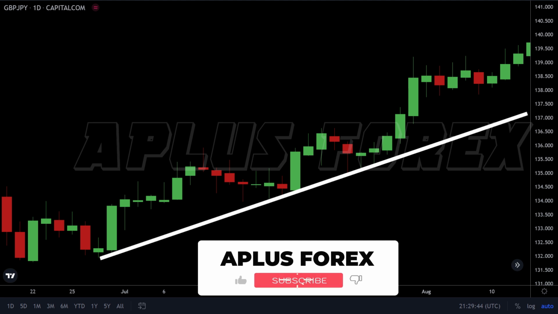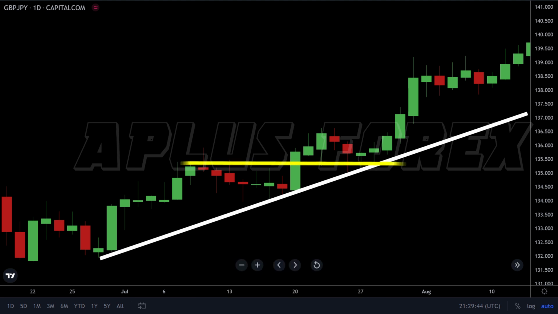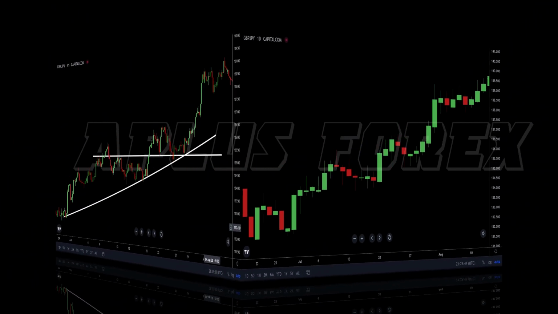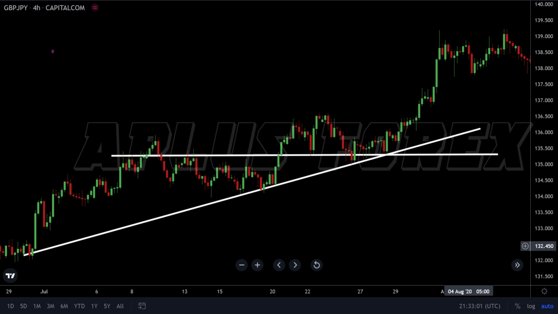When we draw a horizontal support and resistance level by joining these two points, we get an area of confluence at this point. This is a good level to watch because price is likely to reverse from this area more easily than other areas. To enter into a trade, we need to analyze a lower time frame chart, and in this case, we'll go down to this 4-hourly chart. On this chart, we can now see a clear picture of where the market is rejecting the upward trend line.